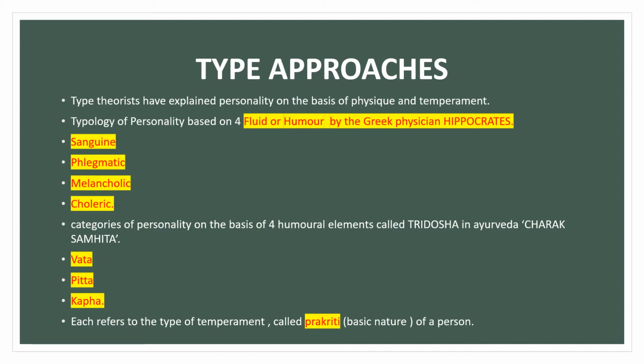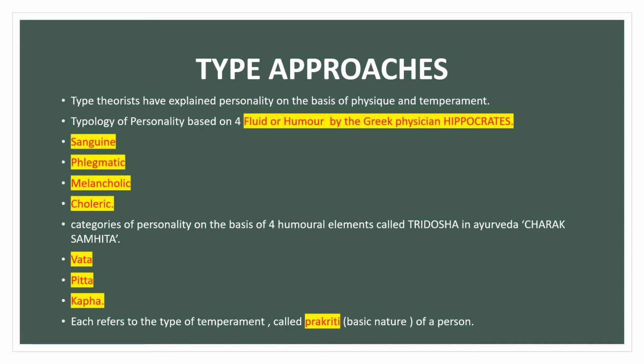First is sanguine, that is blood. Second is phlegmatic, which means phlegm, and the third is melancholic, which means black bile, and the last one is choleric, which means yellow bile. So these are the four types of personality.